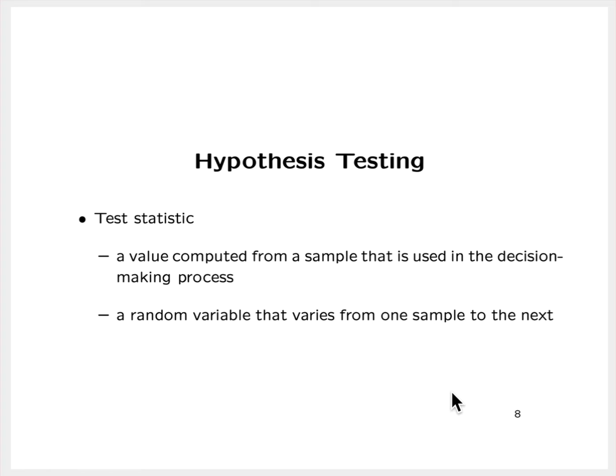Then we have the test statistic. This is a value computed from a sample that is used in the decision-making process. It's a random variable because it's computed from the random sample, and it therefore varies from one sample to the next. And so in order to use a test statistic to decide between two competing assertions contained in the null and alternative hypotheses, we have to understand how that test statistic behaves. We have to know something about its sampling distribution.